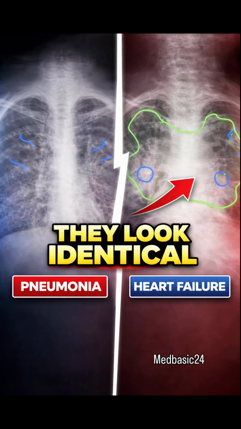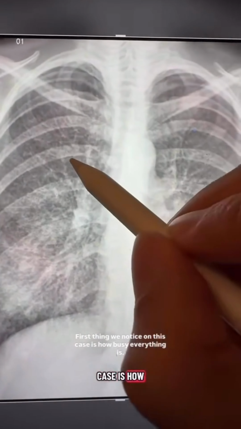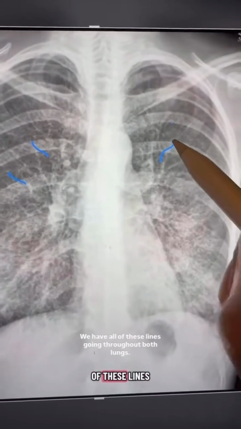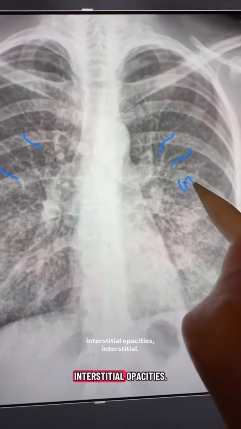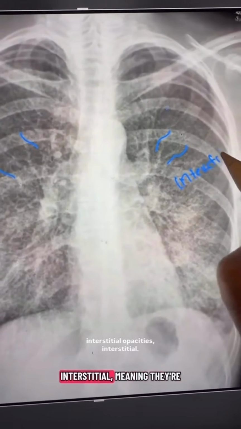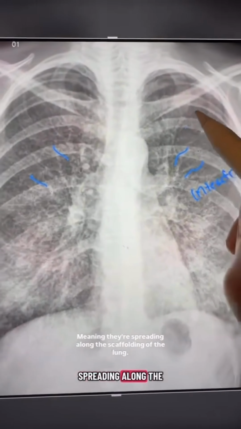All right, edema versus pneumonia. First thing we notice on this case is how busy everything is. We have all of these lines going throughout both lungs. These are called interstitial opacities, interstitial, meaning they're spreading along the scaffolding of the lung.